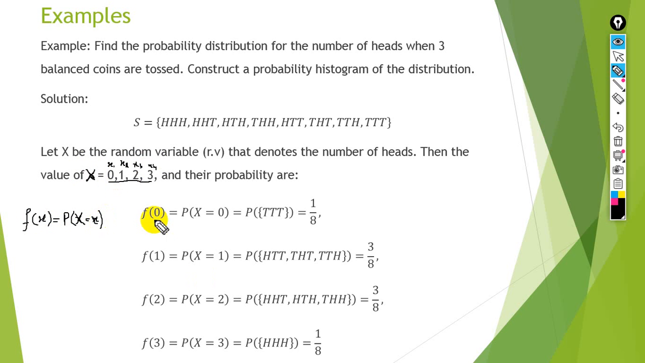So for f of 0, when we want to check the probability of 0, it is P of X equal to 0, where X is the random variable equal to 0. Now I want to check 0 heads, so 0 heads appears just one time. So what will be the probability?